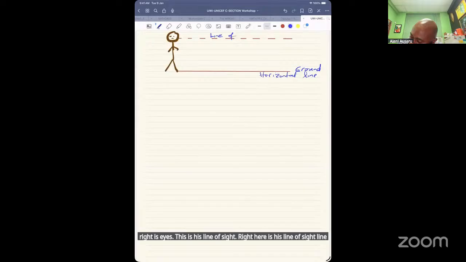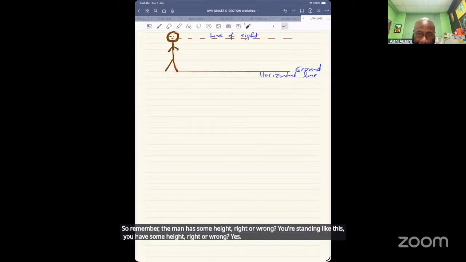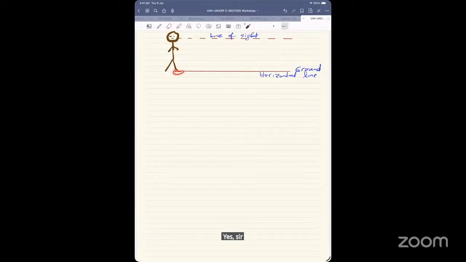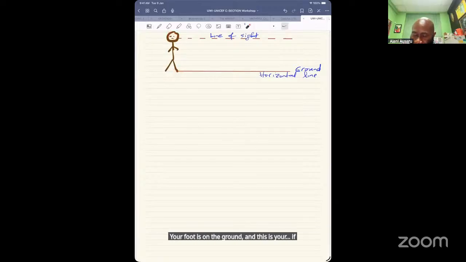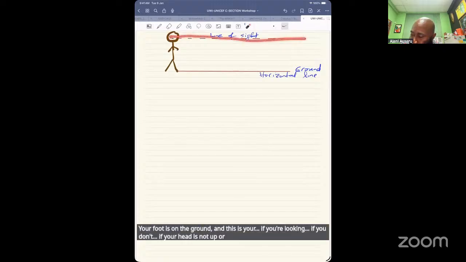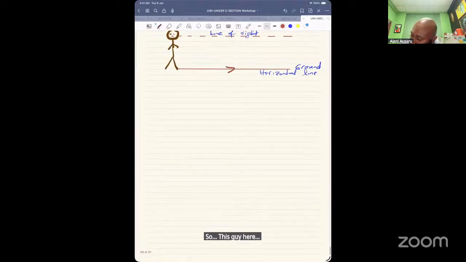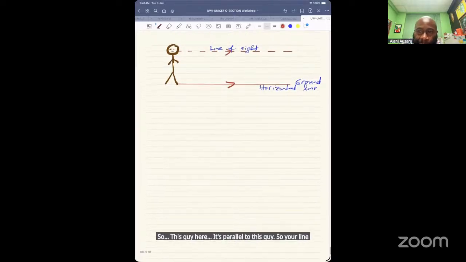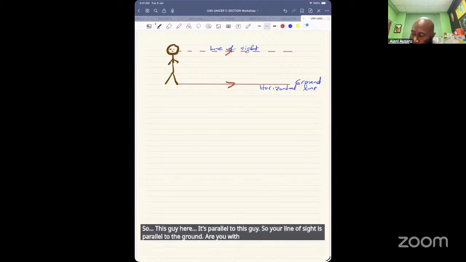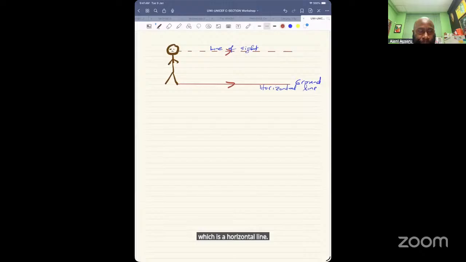Line of sight. So remember, the man has some height, right or wrong? You're standing like this, you have some height, yes? Your foot is on the ground, and if your head is not up or down and you're looking straight ahead in this direction, then this is your line of sight. Just imagine like a laser beam from your eye, as long as your head is looking straight ahead. So your line of sight is parallel to the ground, which is a horizontal line. Do you agree? Yes, sir.